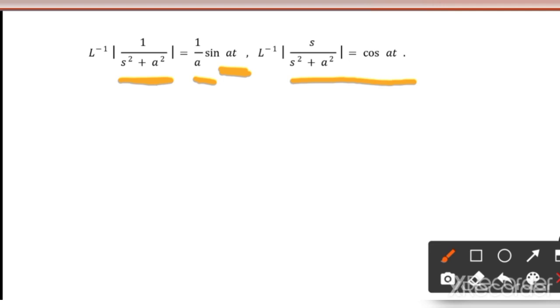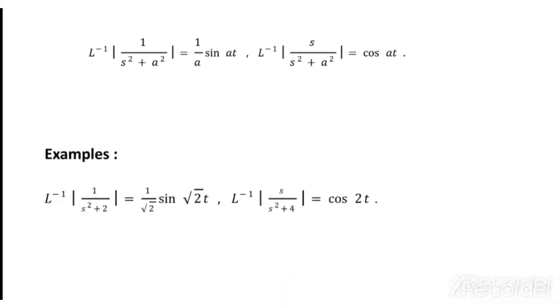So next we have these results too. Let me show some examples. If I want the L inverse of 1 over s square plus 2, just identify a here. So what is a here? Root 2 square. So thereby it is 1 over root 2 sine root 2 t. L inverse of s by s square plus 4 is cos 2 t.